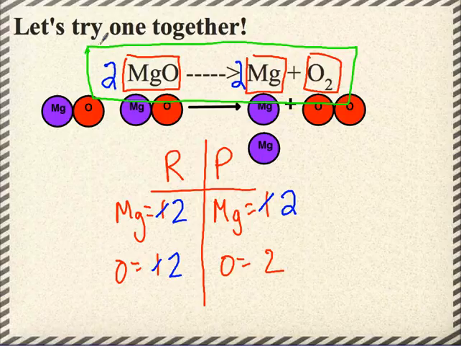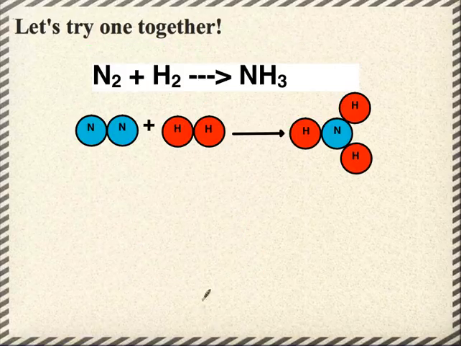All right, so in other words, to make magnesium and oxygen, I need 2 magnesium oxides, and those will break apart into 2 of these and only 1 of those. Okay? All right. Let's try another one before you try to do one on your own. All right, here's now nitrogen and hydrogen combining together to make ammonia.